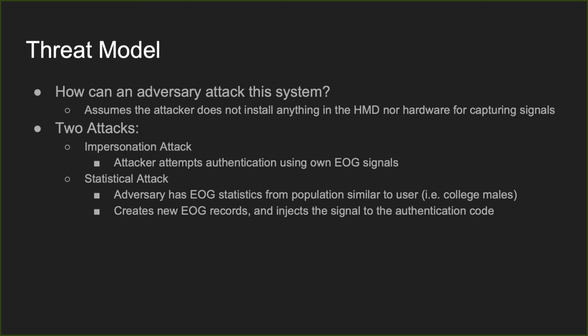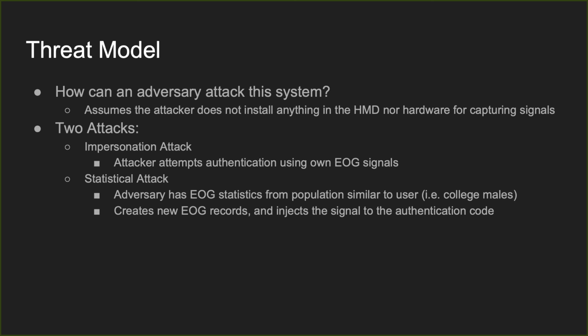And before I jump into the experiment, they also put forward this threat model. So how do adversaries attack this particular system? The assumption here is that attackers will not install anything in the head-mounted display, and they also won't have any hardware on it for capturing signals. And so there are two attacks that might emerge given these constraints. The first is the impersonation attack, which is very simple. The attacker is just attempting to authenticate using their own EOG signals.